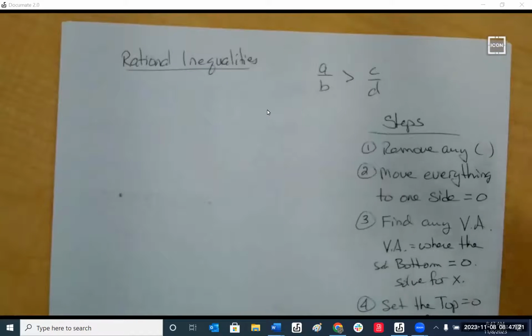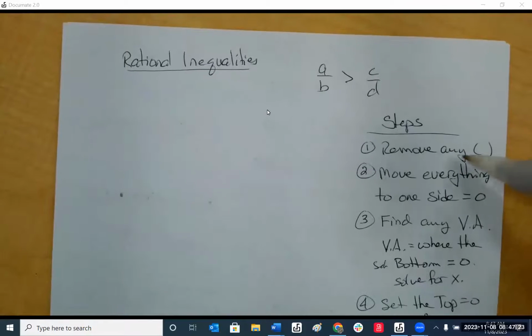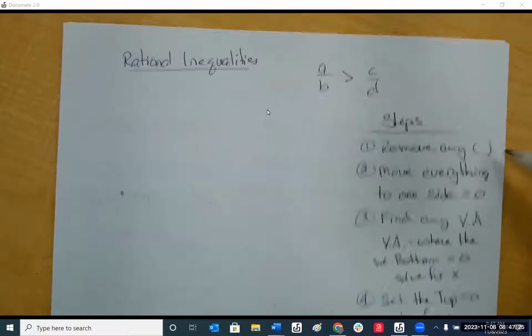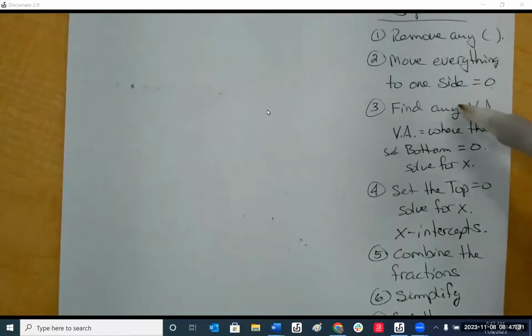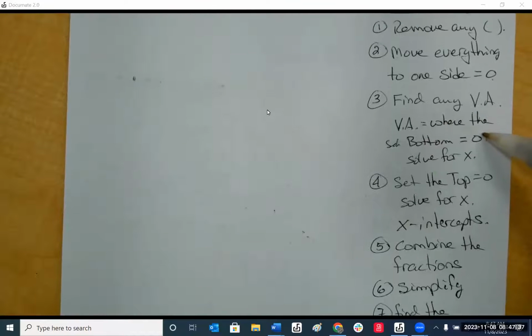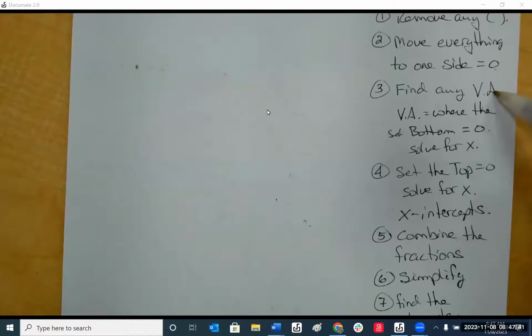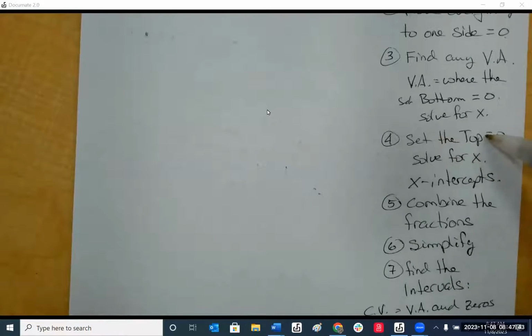For the rational inequalities, first step, remove any parentheses. Move everything to one side. Set it equal to 0. Find any vertical asymptotes. That's where the bottom is equal to 0. So set the bottom equal to 0 and solve for x. Those are your vertical asymptotes. Set the tops equal to 0. Those are your x-intercepts.